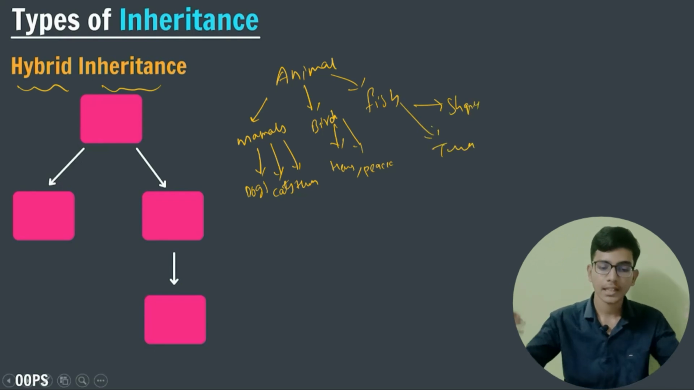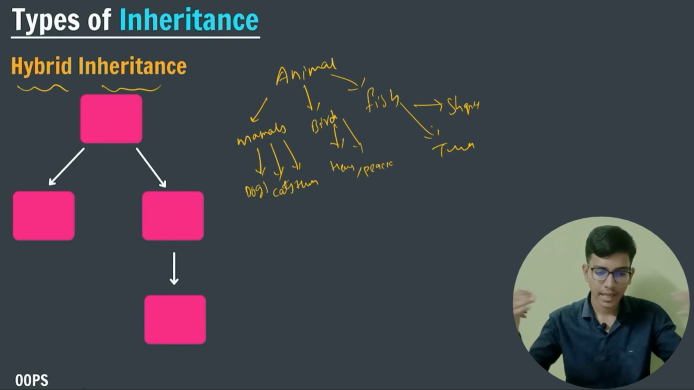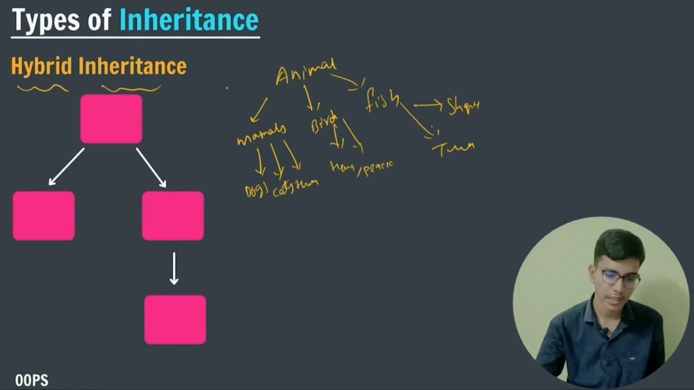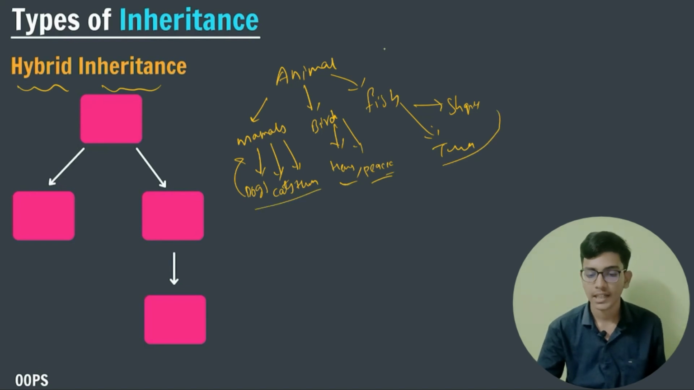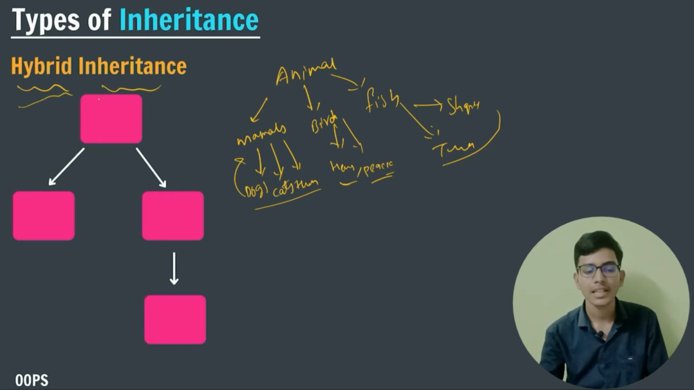So you can see that the hierarchy of hierarchical inheritance is not followed here. The parent class is the same, but it is not following the same order. Here there are two classes, then three classes, and then two classes. So here multilevel inheritance is working. This is known as hybrid inheritance.